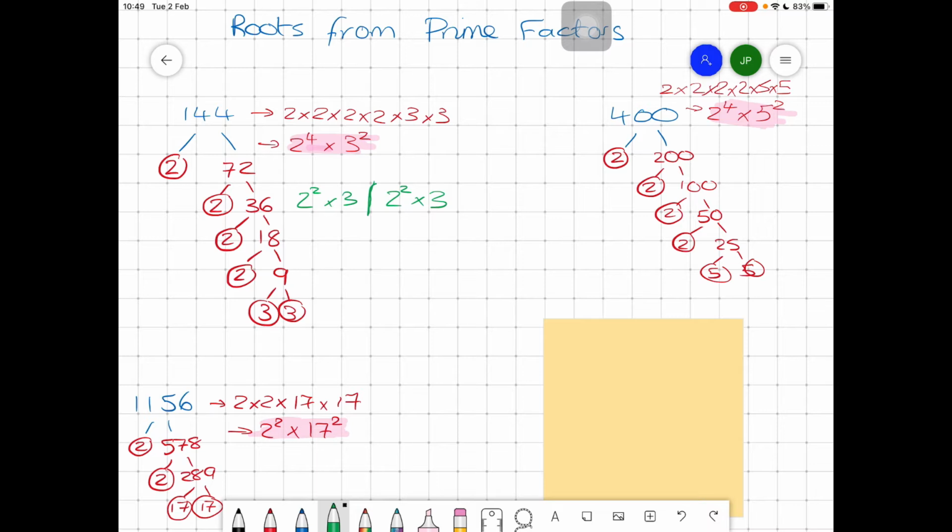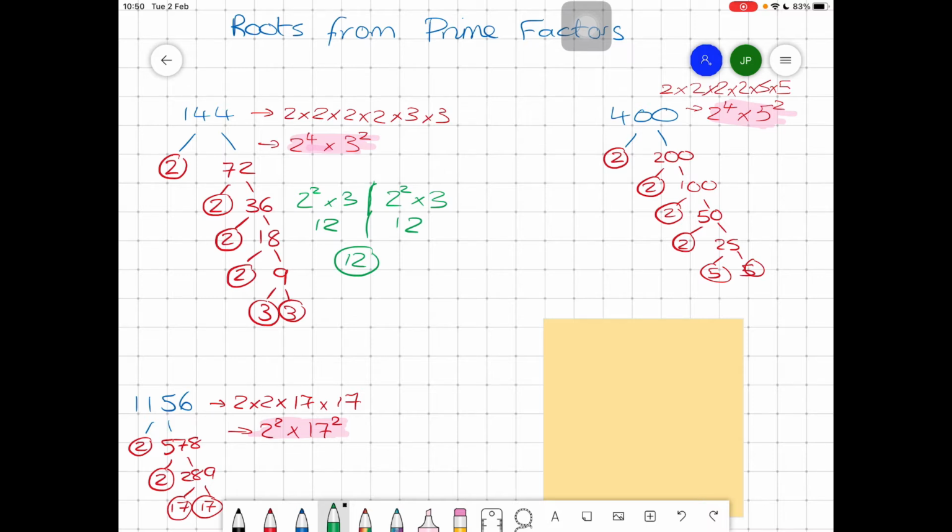So I can split them into 2 equal groups. Okay, so I've got 2 to the power of 4, I can split into 2 squared and 2 squared. 3 squared, I can split into 3 and 3. Because I can split them into two equal groups, it means it is a square number, so I can work out the square root of it. 2 squared is 4 times 3 is 12. So the square root of 144 is 12.